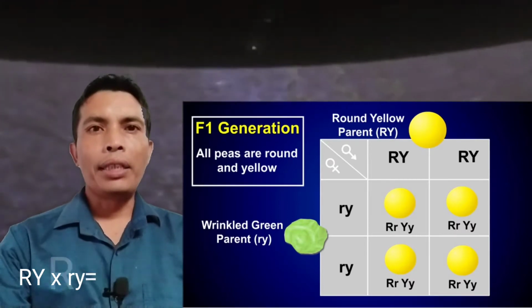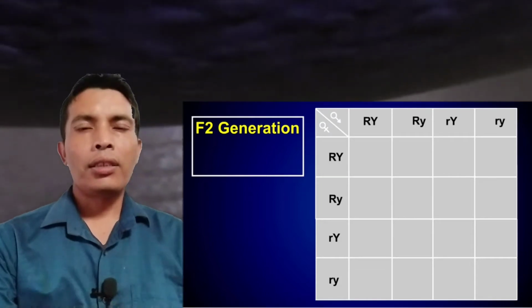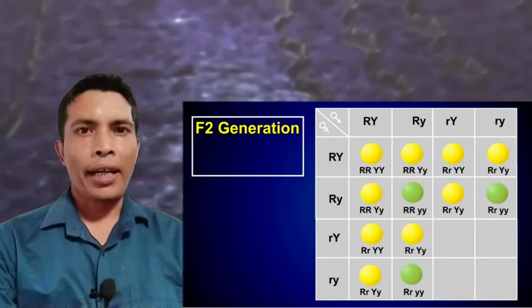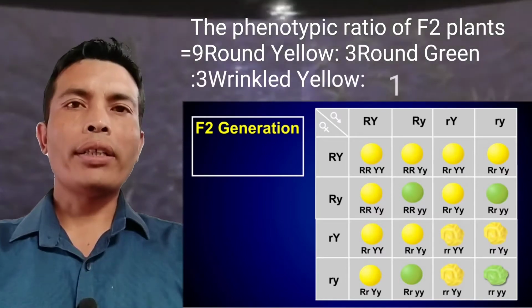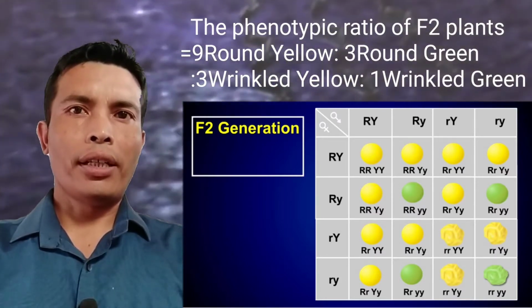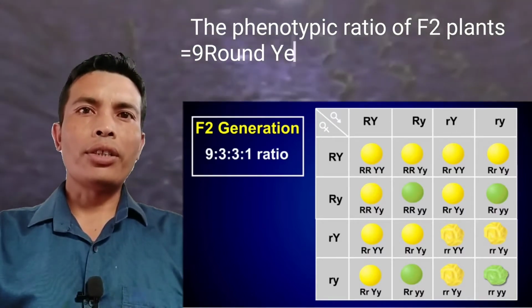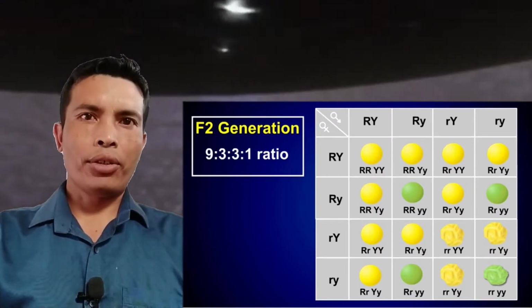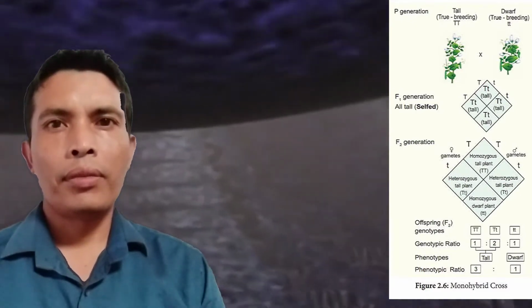When the F1 plant is self-hybridized, we can observe that 3/4 of F2 plants have yellow seeds and 1/4 have green. The yellow and the green color are segregated in a 3:1 ratio. Round and the wrinkled seed shape are also segregated in a 3:1 ratio, just like in a monohybrid cross.